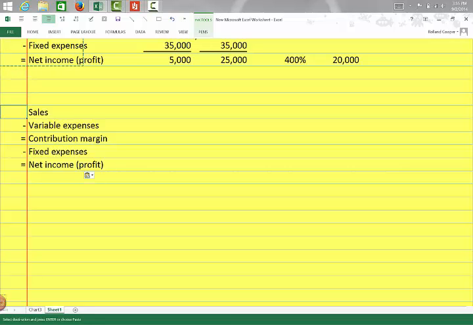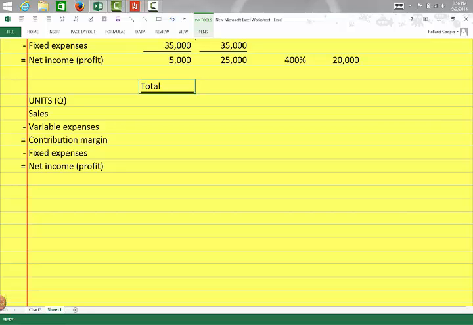Now let's expand the model just a little bit. Let me put units right up here. And since your authors use the variable Q, or quantity, to denote units, let me put that in parentheses. And right here, let's say total. And over here, let's say per unit.